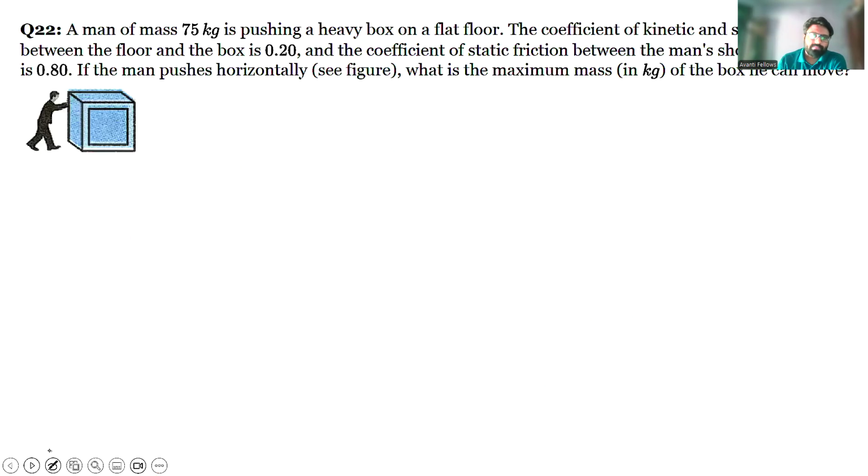Okay. Now this one. Very good question. A man of mass 75 kg is pushing a heavy box on a flat floor. The coefficient of kinetic and static friction between the floor and the box is 0.20. And the coefficient of static friction between the man's shoes and the floor is 0.8. If the man pushes horizontally, what is the maximum mass of the body that he can push?